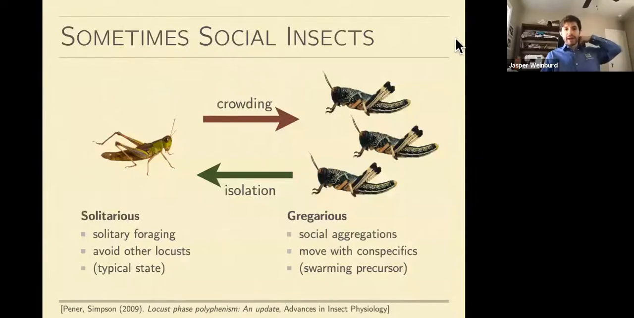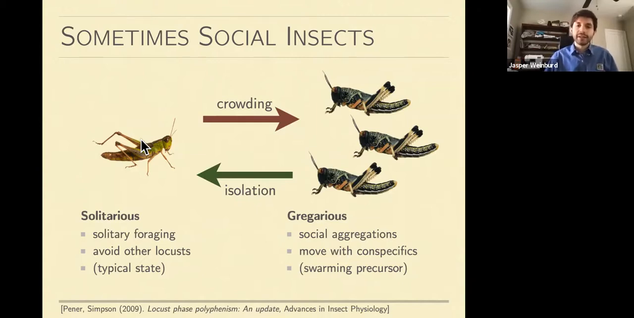We're going to talk about how these locusts swarm before I can pose the research area and the mathematical modeling that I'm working on. So I showed you this one picture of a locust here. The locust on the left is kind of like a locust who is doing a really good job of social distancing, right? This is a solitarious locust, and these locusts will forage on their own, and they'll actually avoid other locusts. And that's their typical state.